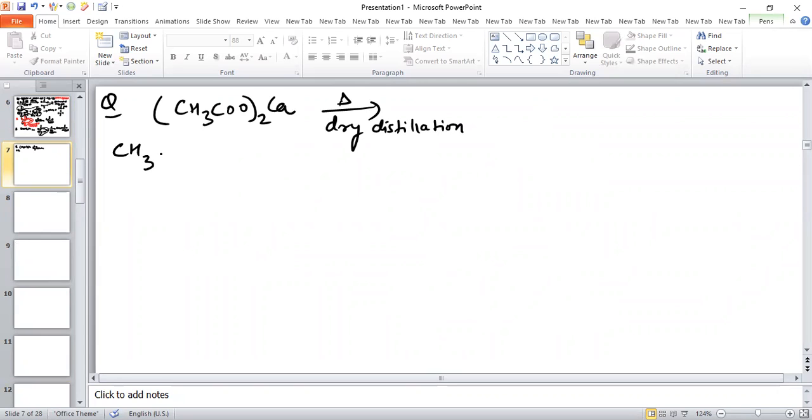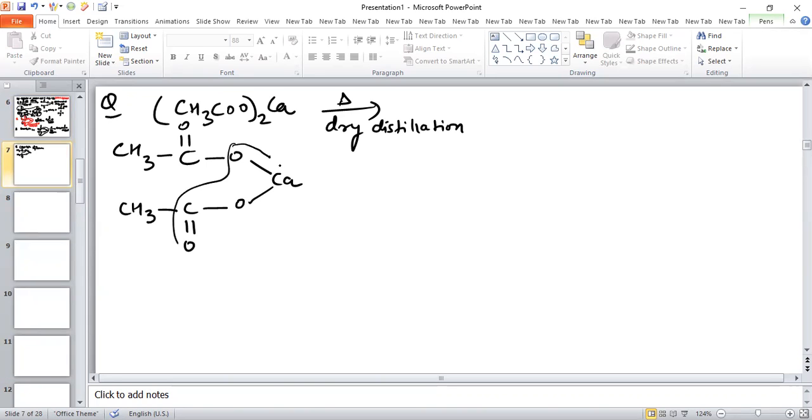Now you can see what happens. This is CH3. You can write this as CH3 C double bond O, this oxygen atom, now this calcium, and again this oxygen atom. So this is carbon double bond O, and this is CH3. So what happens in this case? In this case, calcium carbonate is removed.